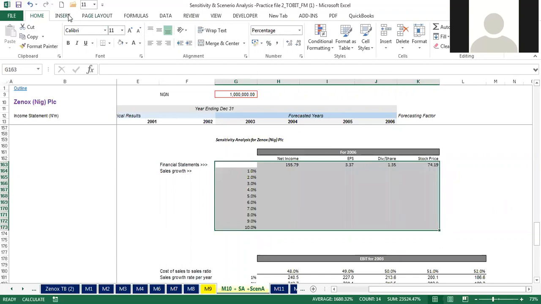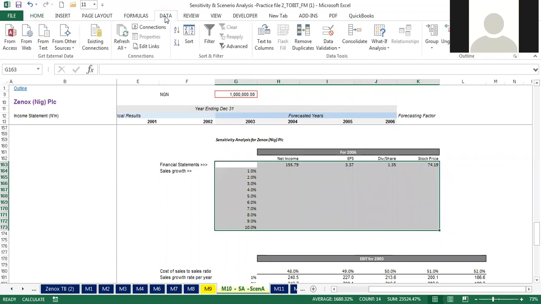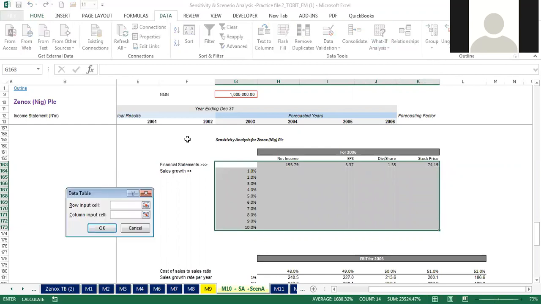So what I've simply done is, for you to do your sensitivity analysis, go to data. That is one input factor. Do you get now? Then you come to what if analysis. Under what if analysis, you come to data table. Can you see it? Can you follow the steps?